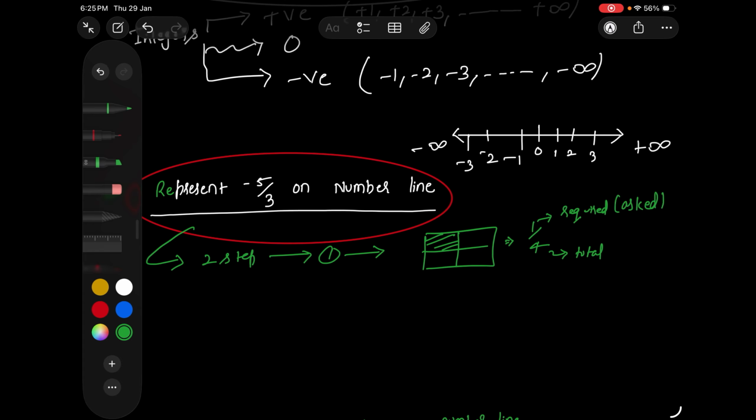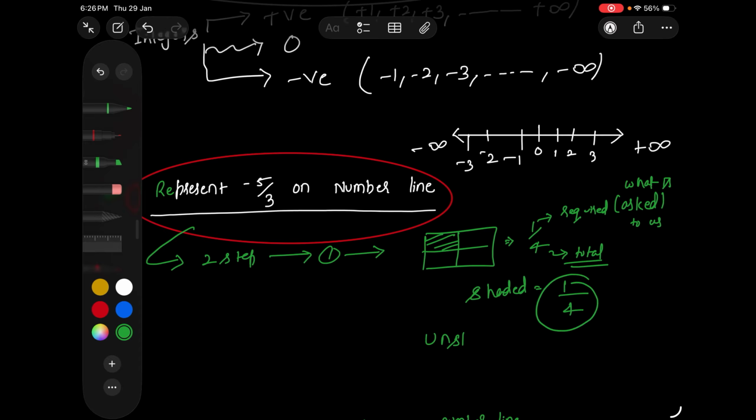For example, here, what is asked of us is the requirement. Say we have to ask about the shaded part. The number of shaded parts is 1, the number of total parts is 4, so 1 upon 4.